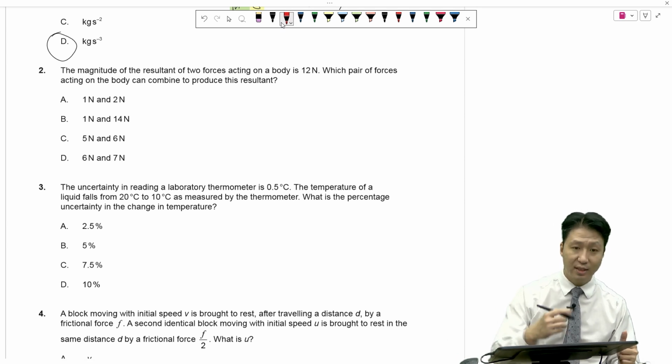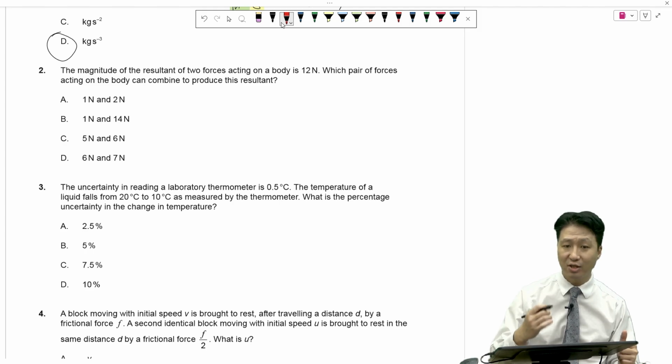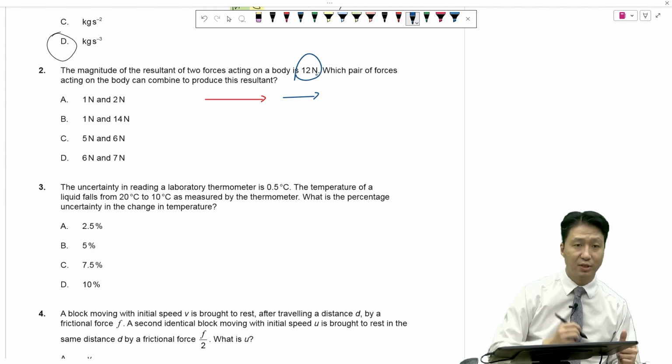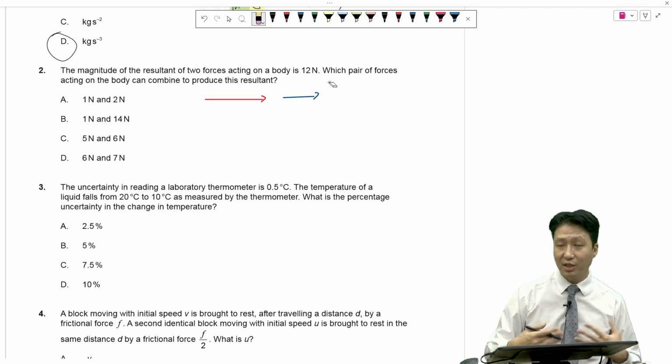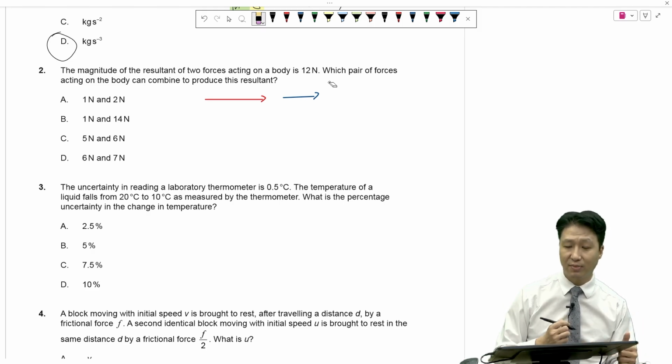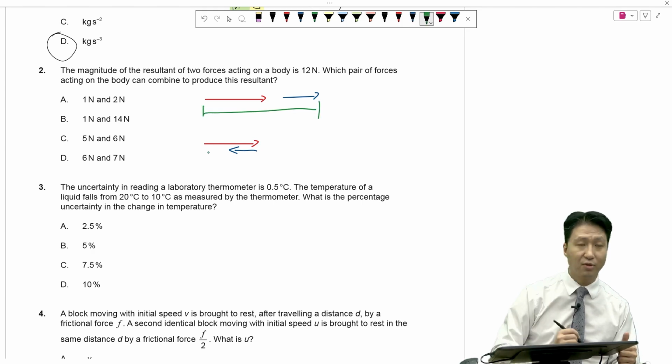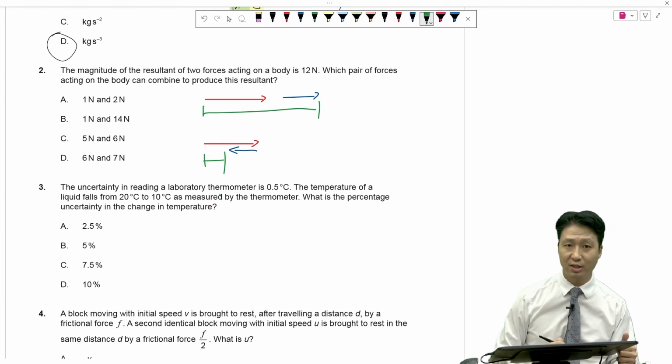For question number 2, it says the magnitude of the resultant of two forces acting on the body is 12 newtons. Which pair of forces acting on the body can combine to produce this resultant? So basically they're asking if you have a force 1, like so, and a force 2, would it be able to produce this force? Well, if you have two forces, the maximum value of the resultant would be when both of them are in the same direction. And the minimum value would be when one of them is in one direction, but the other one is in the opposite direction. That way, the resultant would be bigger when they're in the same direction and minimum when they're opposite directions.